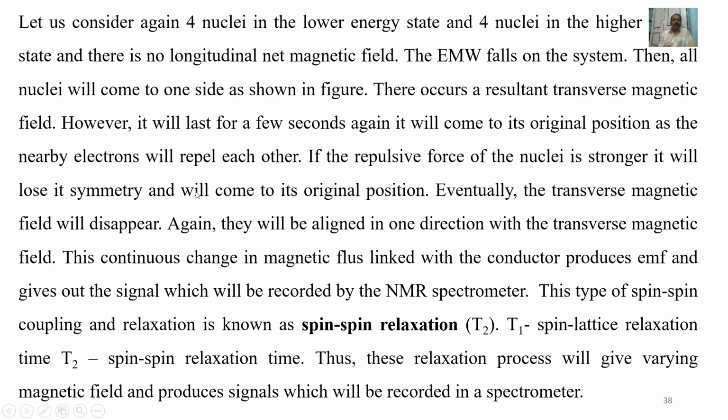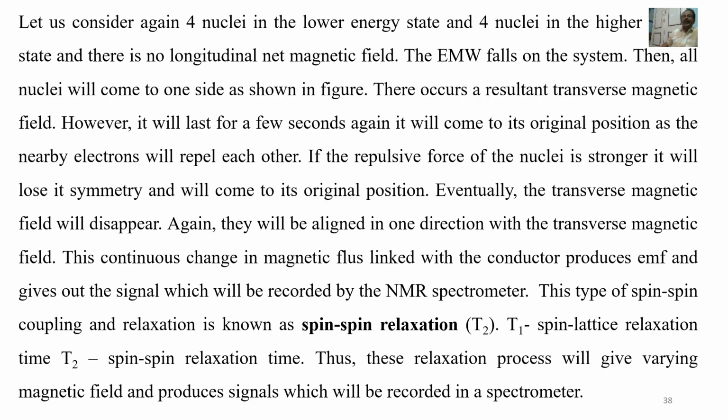However, it will last for only a few seconds. Again it will come to its original position, as nearby electrons will repel each other. So now the electrons are very close, they will repel each other, and again they will come to their original position. If the repulsive force of the nuclei is stronger, it will lose its symmetry and come to its original position. Eventually, the transverse magnetic field will disappear.